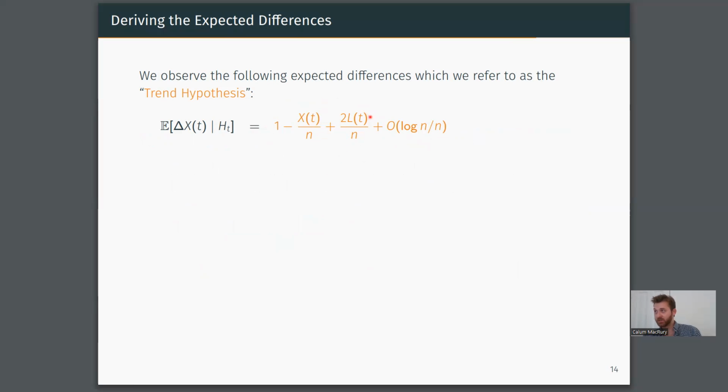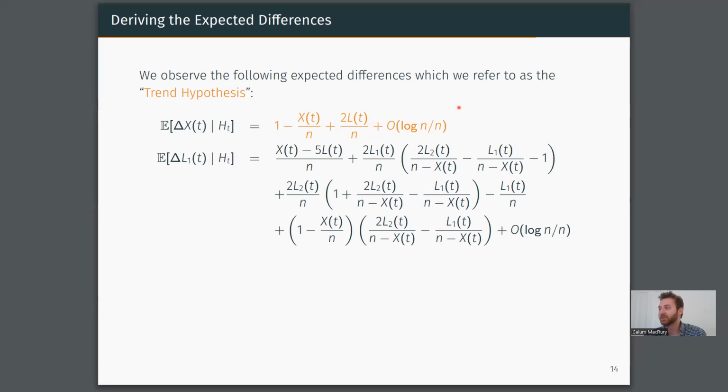The second expression here, 2 times L(t) over n, corresponds to the expected change when the square lands next to a red vertex. That's why there's a 2 times L(t) here. And the final expression is just an error term that isn't so important. Okay, so this expected difference is quite nice. It's quite simple. Unfortunately, the other ones are quite a bit more challenging.